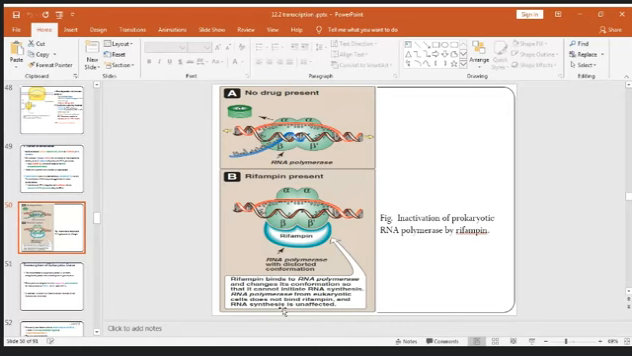And RNA synthesis is unaffected in eukaryotic cells because there is a difference between the prokaryotic and eukaryotic cells.